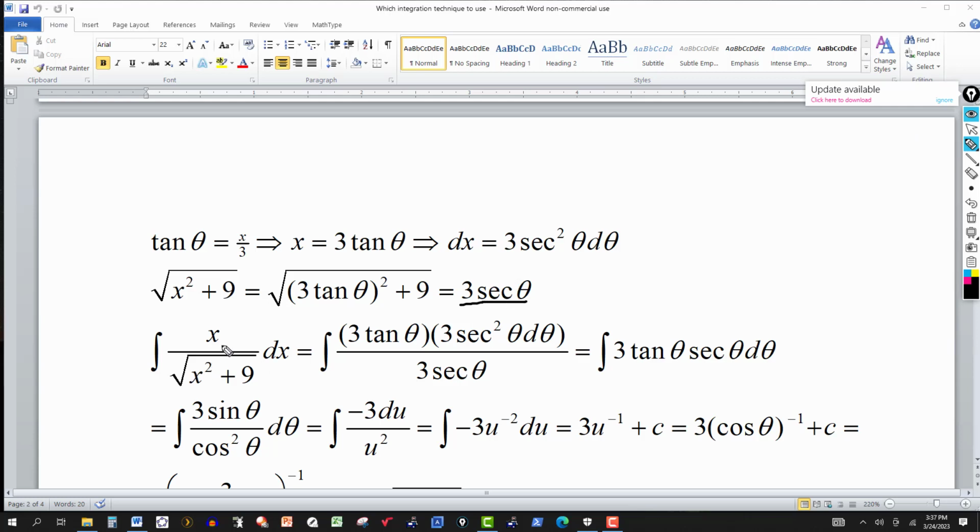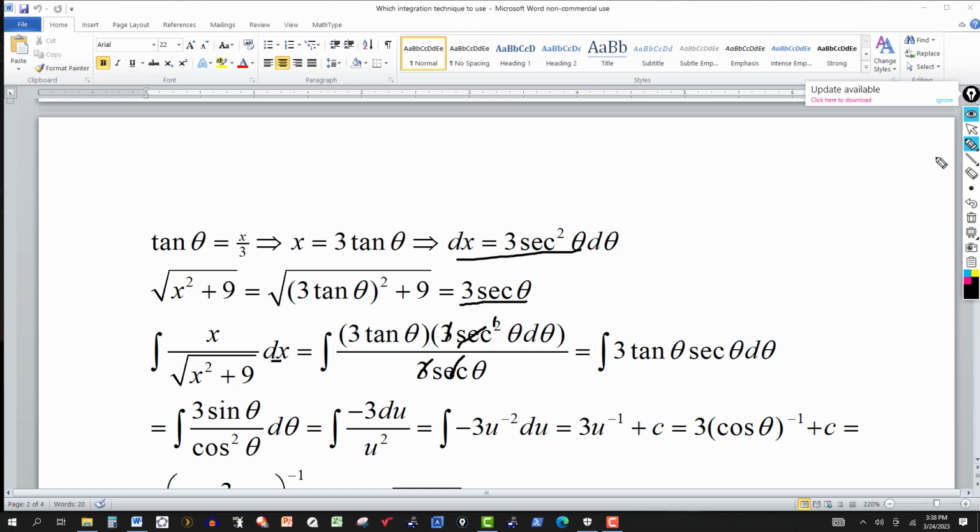So then I just made the substitutions here. x is replaced by 3 tangent theta. dx, from right here, is replaced by 3 secant squared theta d theta. And of course, the radical simplifies using trigonometric identities to 3 secant theta. And then here, you can reduce this, and secant cancels, so I get 1 here. So that leaves me with the integral of 3 tangent theta secant theta d theta.